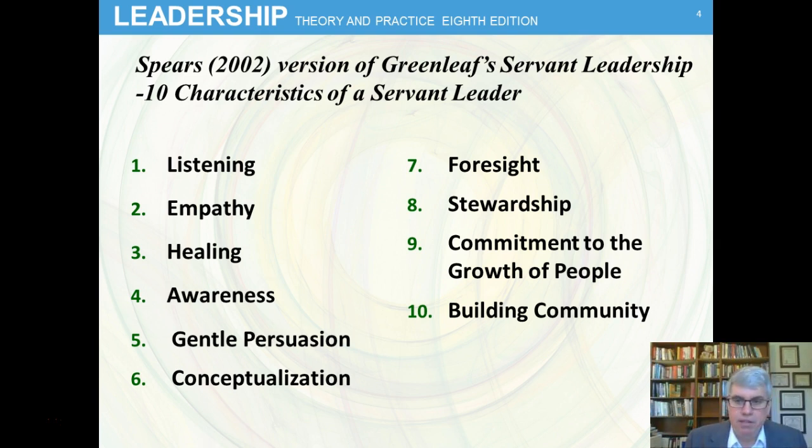There has to be a commitment to the growth of people, because that's a measure of successful servant leadership. Are people growing? And 10th, there has to be this commitment to building community, bringing people closer together in healthier relationships, so that they can work better together and experience a better life. So this servant leadership, it's really pretty dramatic.